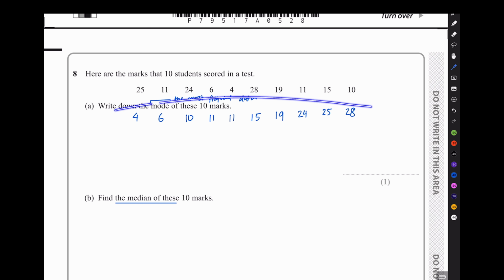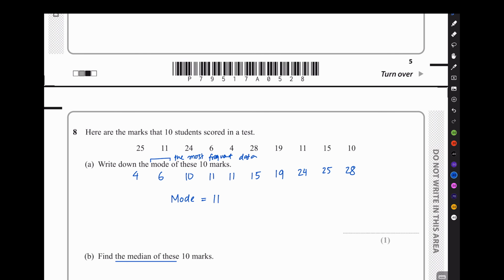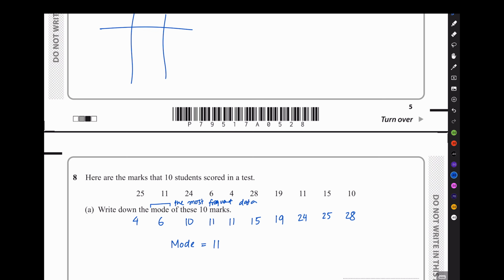So clearly you can see that the number 11 is repeated twice. No other number is repeated. So since 11 is the most frequent data, we can say that the mode of this data set is 11. Mode is 11. If the data was given in a table, say X and then F, and they told you to find the mode, you should just look at the frequency part and find the data value that has the highest frequency. That's pretty much it.